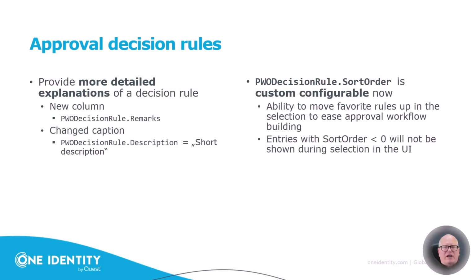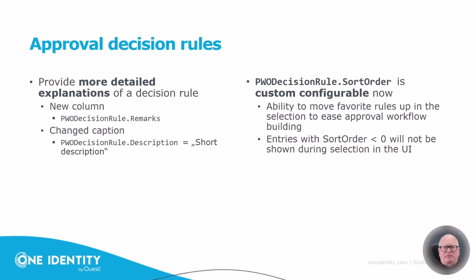To solve that scenario, we just created a new property which is called PVO Decision Rule Remarks. That means there is now a remark field on a decision rule, which is a blob field, and you can enter as much text as you like to. To differentiate one from the other, the description field, that means the old field, was renamed, it is now named short description.